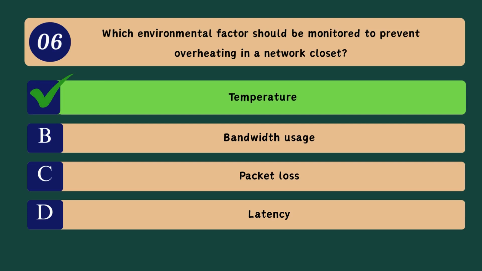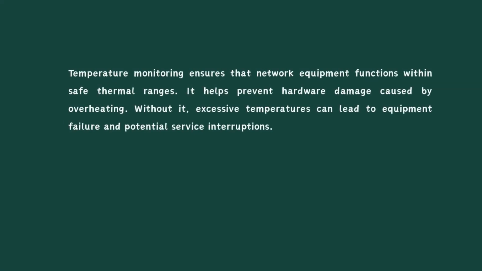Correct answer. B. Temperature. Temperature monitoring ensures that network equipment functions within safe thermal ranges. It helps prevent hardware damage caused by overheating. Without it, excessive temperatures can lead to equipment failure and potential service interruptions.